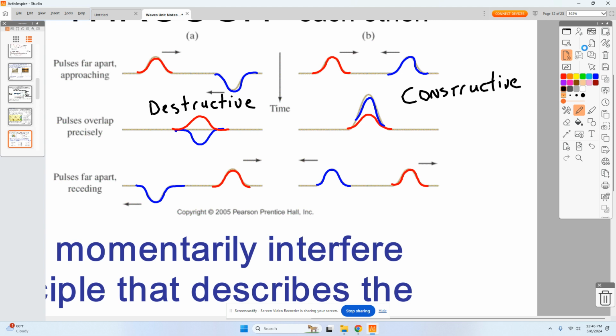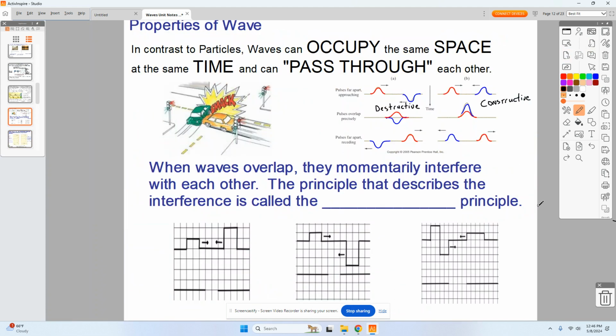Now, I don't have a whole lot of time to go through this thing called the superposition principle, but I want to describe really quick what it does. Superposition is describing what happens to the waves when they coincide. They basically add or subtract depending on whether they're above or below the equilibrium position.